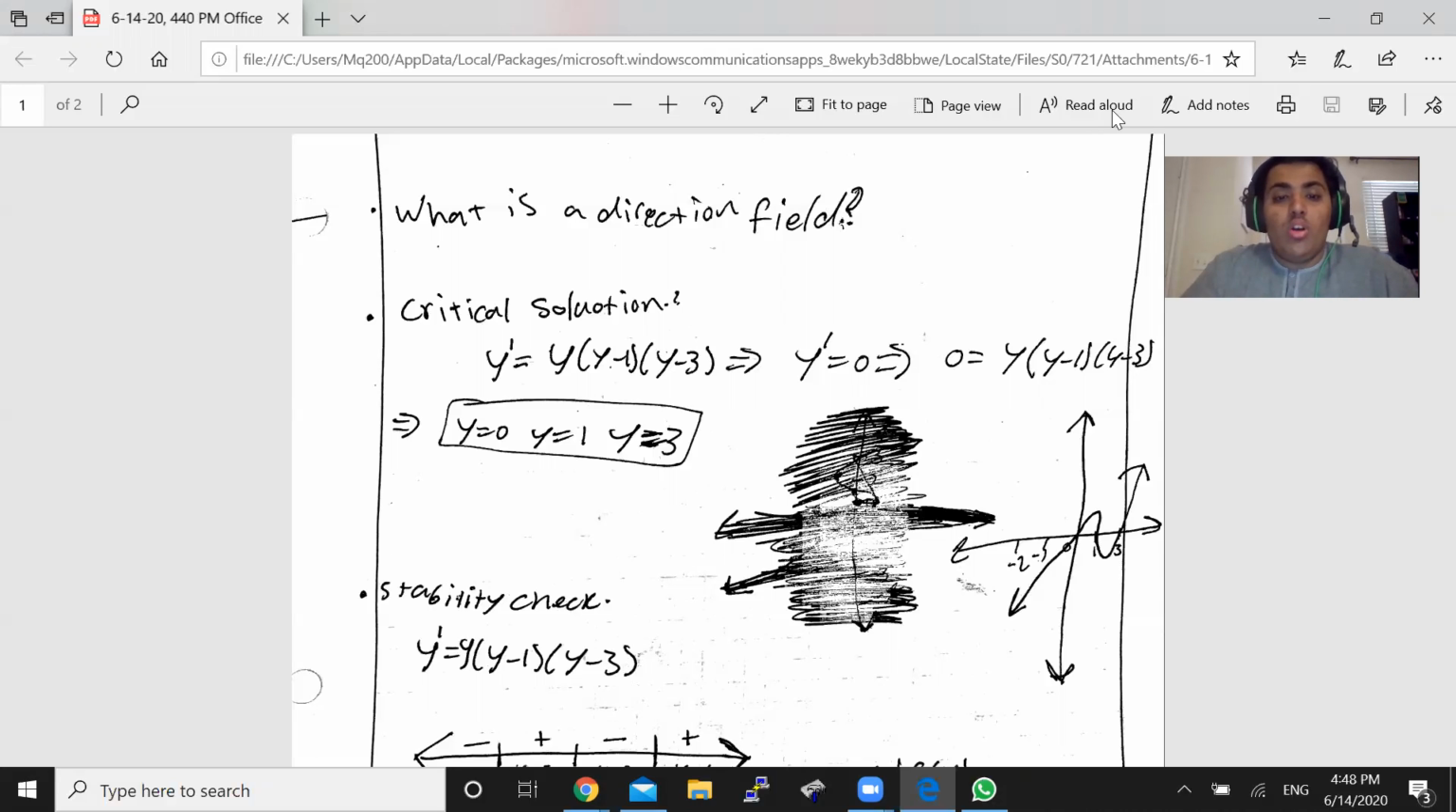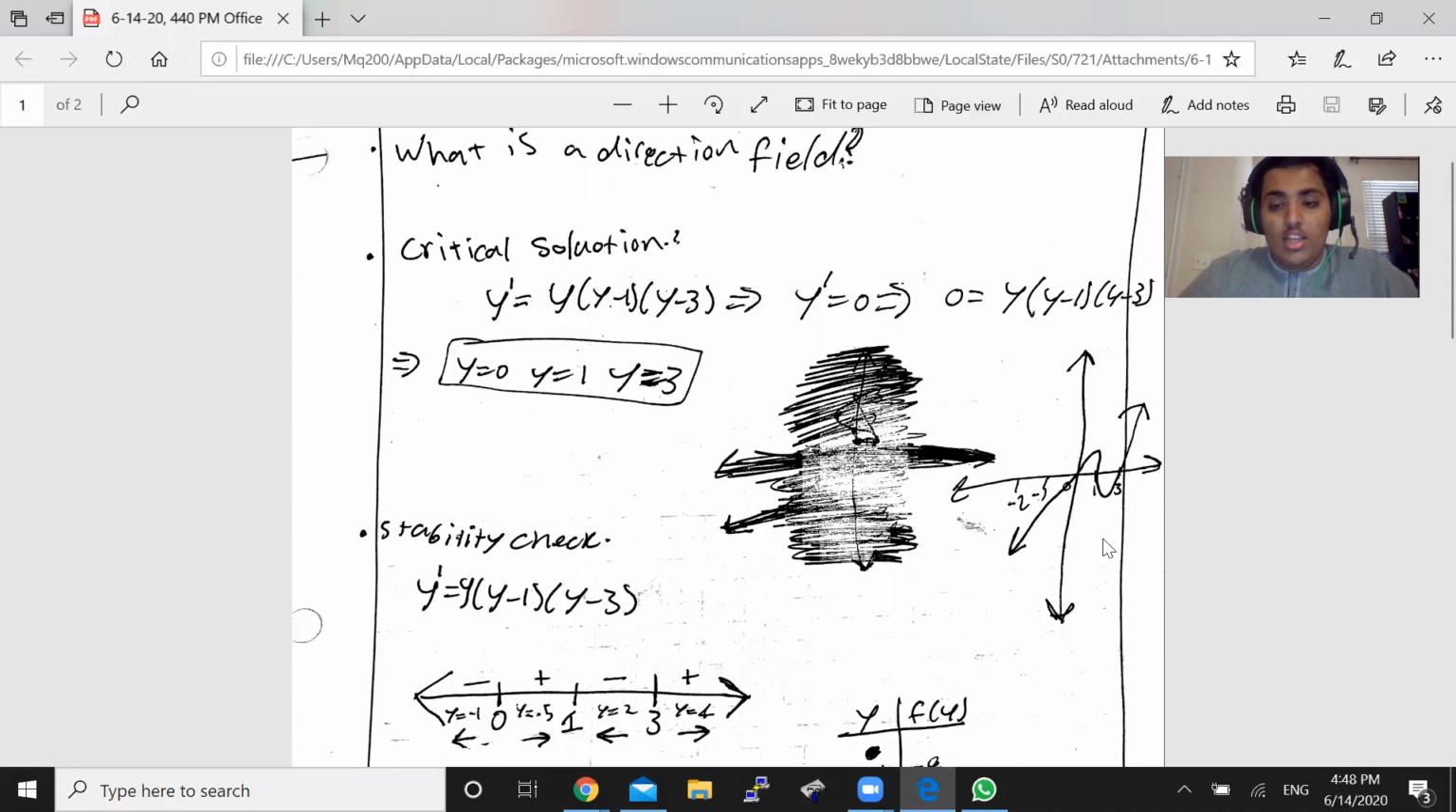Second point, critical solutions: how do you get them? Well, you set y prime to 0 to get the critical solutions. The equation we have today is y times (y minus 1) times (y minus 3). So I set that to 0, and I set all of the factors to 0, and that's what I got.